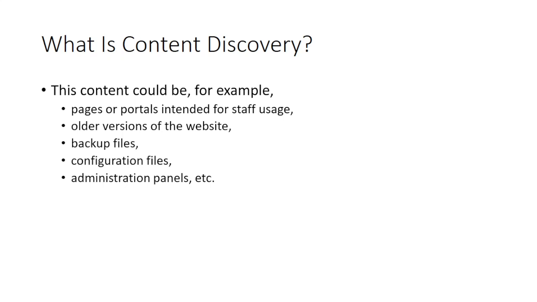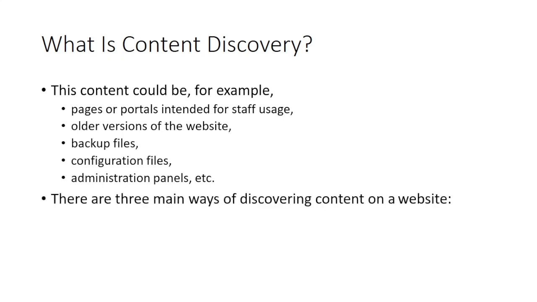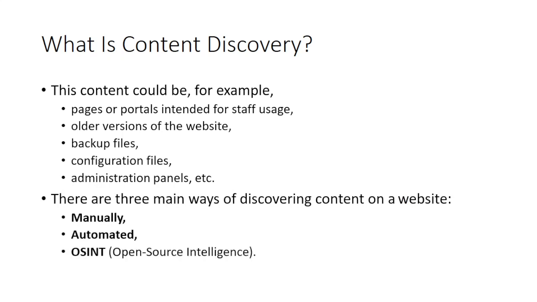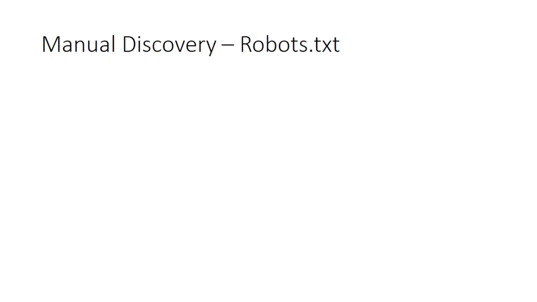There are three main ways of discovering content on a website: manual, automated, and OSINT, for open source intelligence. So in the manual discovery part, we saw some of the things we could discover in the last videos, but there are more things that can be discovered, for example, the robots.txt.